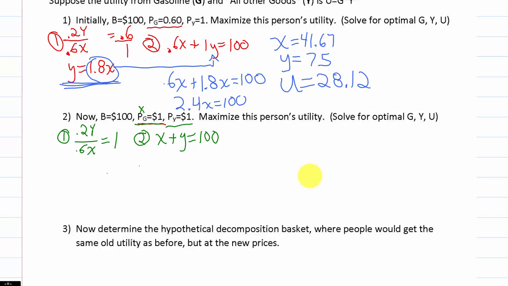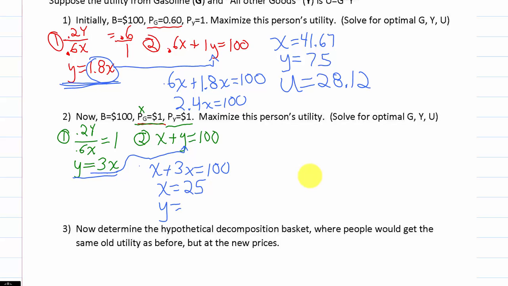Alright, so if we take this first equation and solve it for either y or x, let's solve it for y again. Doesn't matter. You get y equals 3x. And we'll plug that in for y over here. We're going to get x plus 3x equals 100. So that's going to give us 4x equals 100. X, therefore, will be equal to 25. Y is equal to 3x, so y is 3 times that. Y equals 75.